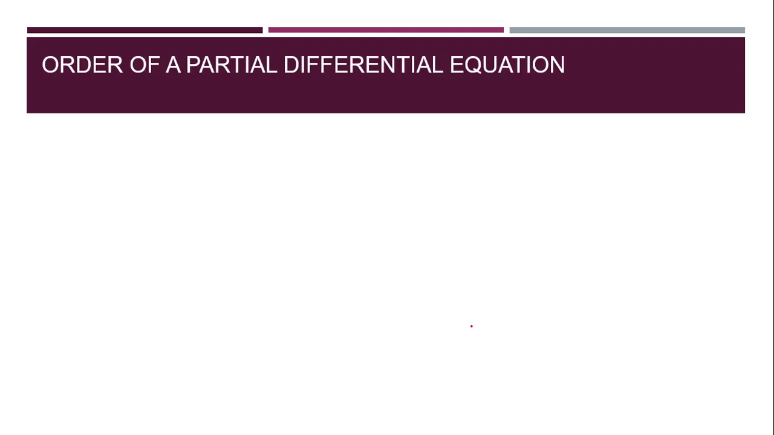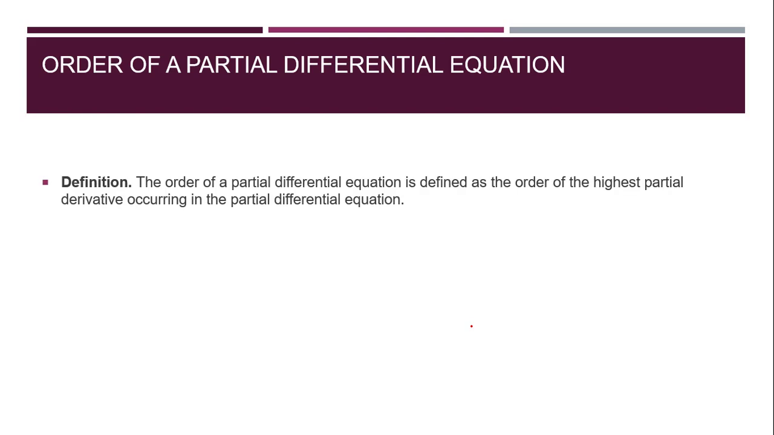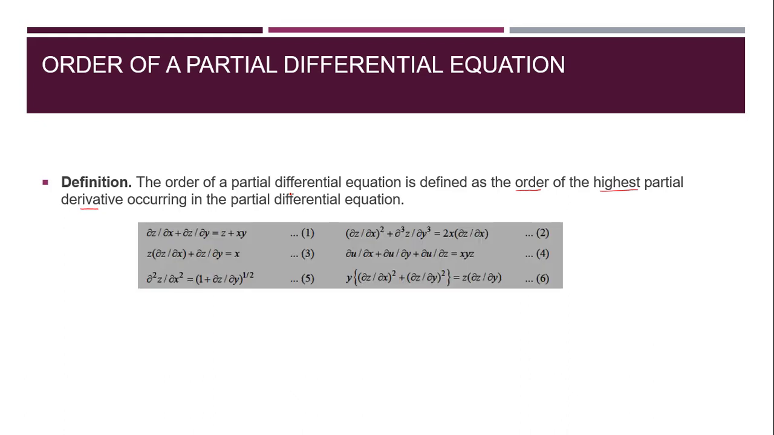Now the next most important concept is how we will find out the order of a partial differential equation. Here the order of a partial differential equation is the order of the highest partial derivative occurring in the partial differential equation. As we know, a partial differential equation involves derivatives. So the highest order will give me the order of the whole PDE.